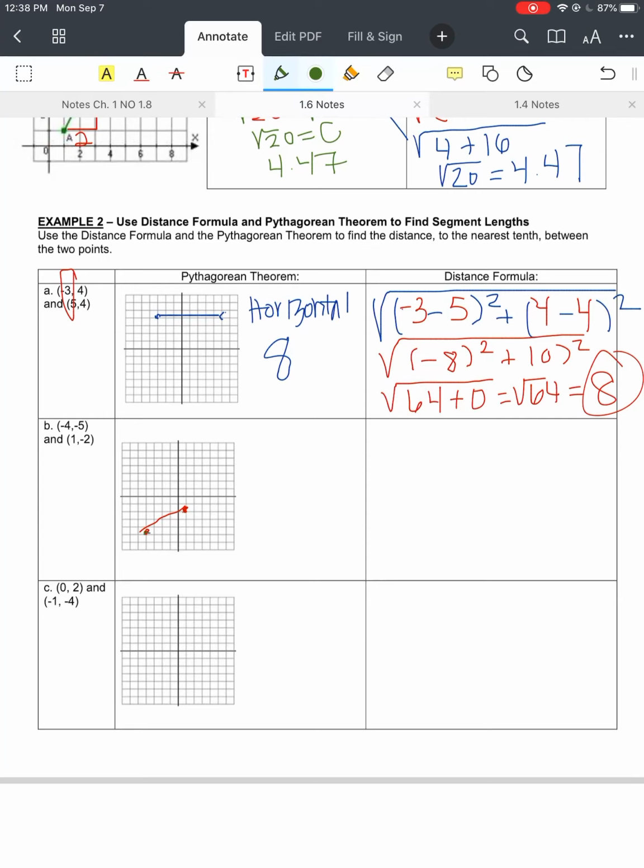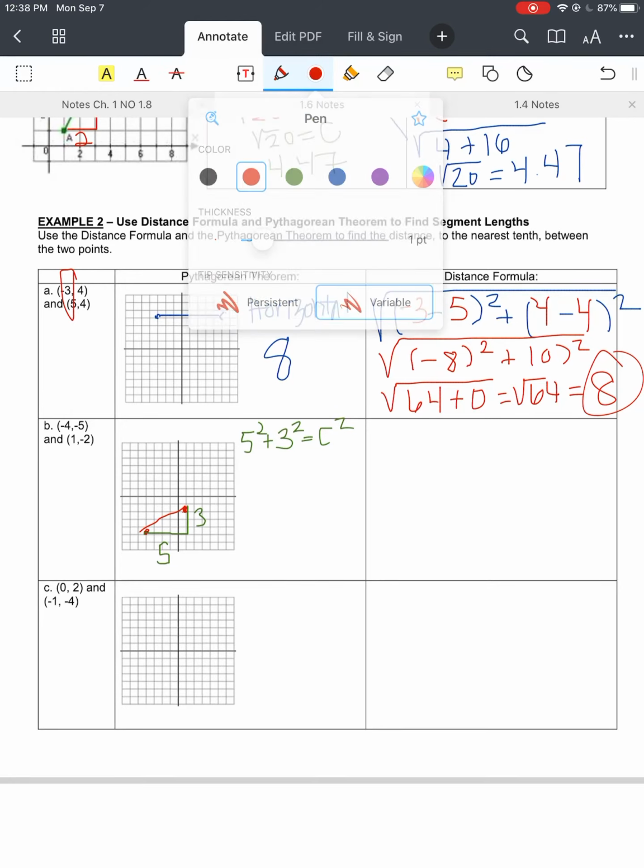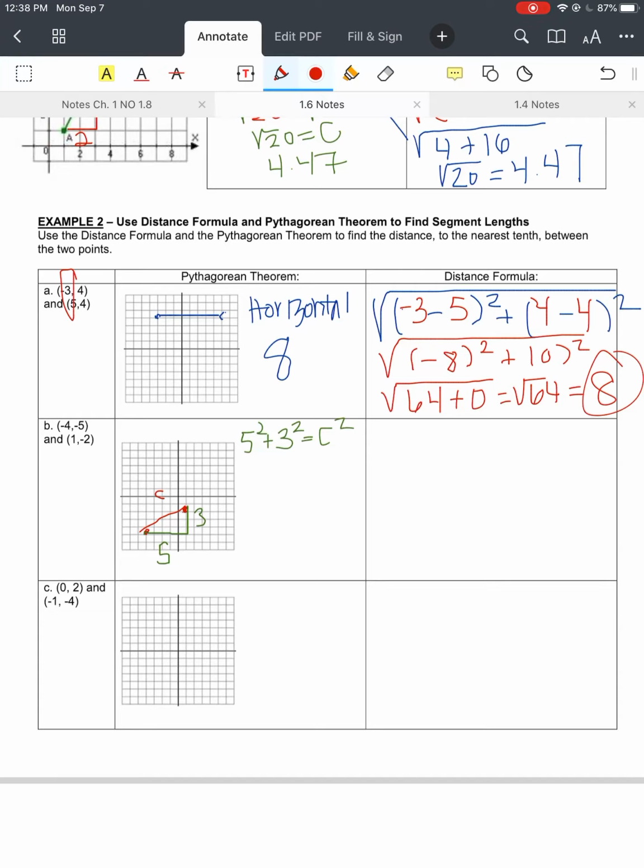Let's go ahead and draw in my lines to make it a triangle, and I gotta count. Well, my base here is 5, so that's going to be the first number I'll use for Pythagorean theorem, and my height here is 3. So for Pythagorean theorem, again, I'm going to use a squared and b squared. Order of those doesn't matter. So 5 squared plus 3 squared equals c squared, what I'm trying to find. So here's my c.